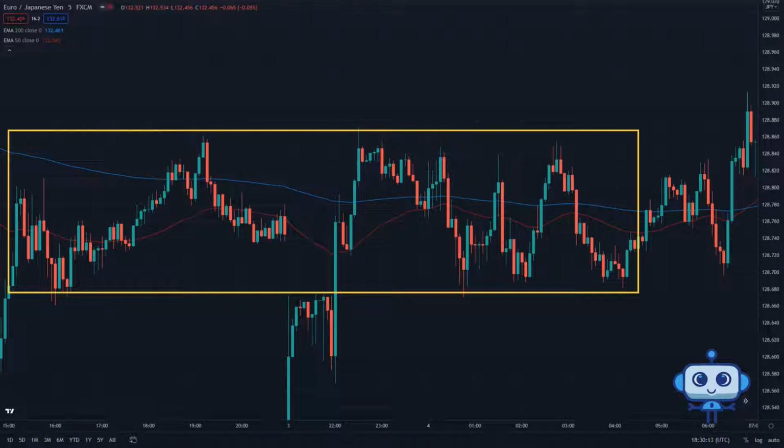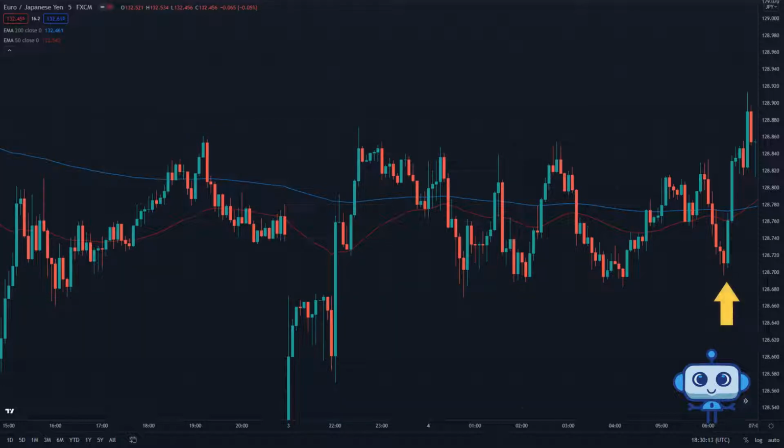However, just around 128.70, the price started to rise, and around the same time, the short period EMA crossed above the longer period EMA, which is a bullish signal. So, following the bullish signal, a buy entry is placed, with a stop loss just below the EMA 200. Let's see on the next screen how the market moved.